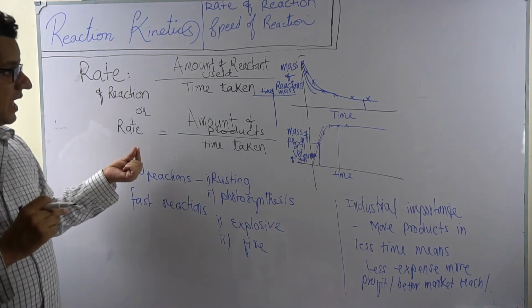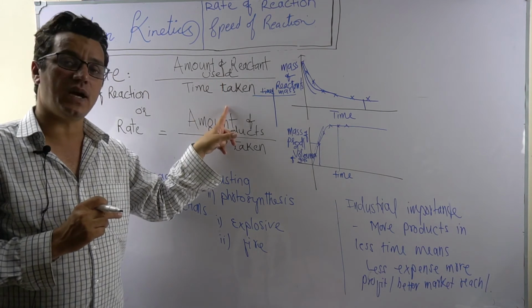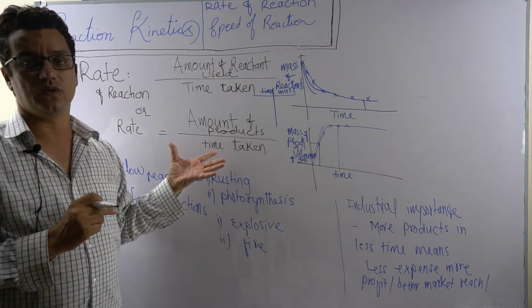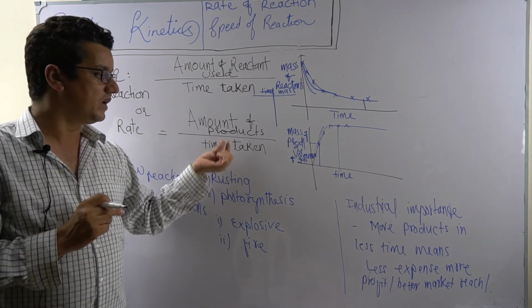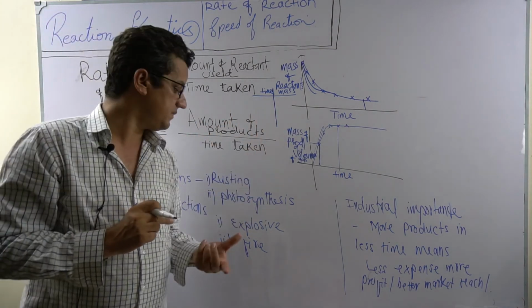So rate of reaction basically can be calculated by finding the mass of reactant used with time taken, or the mass of the products with time taken. Either option you can use, depending on what sort of reaction it is. In most cases when gases are involved, then this method is fine. You can find out how much gas in a certain amount of time.